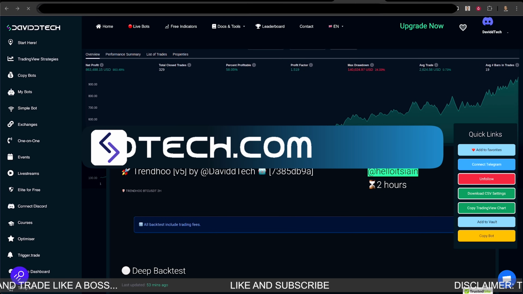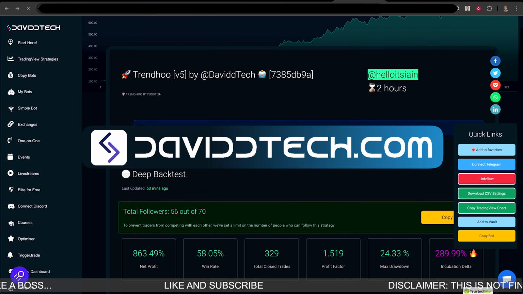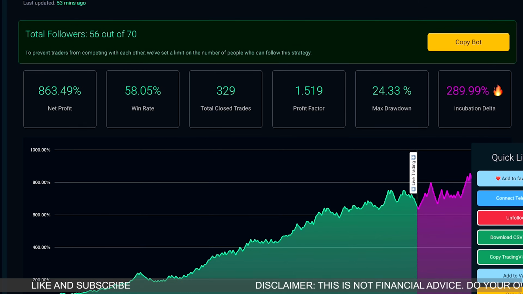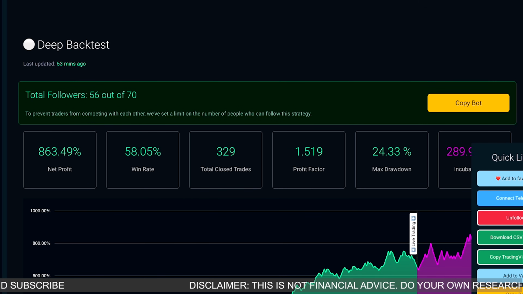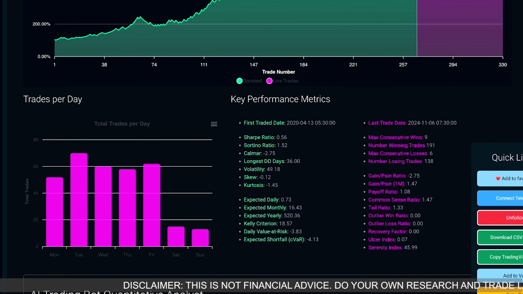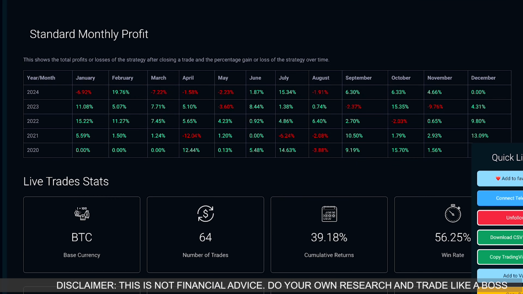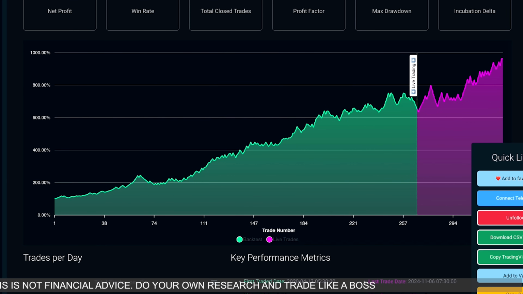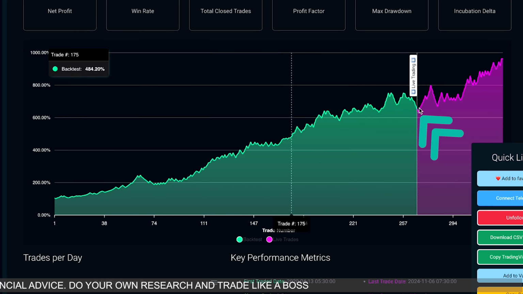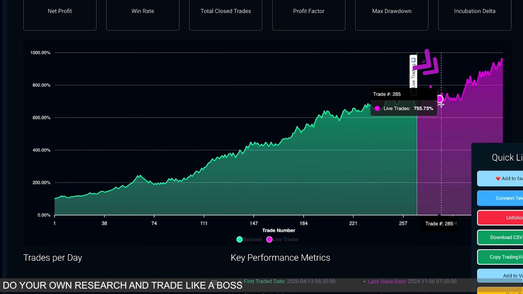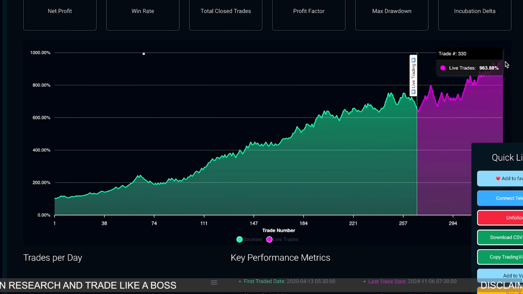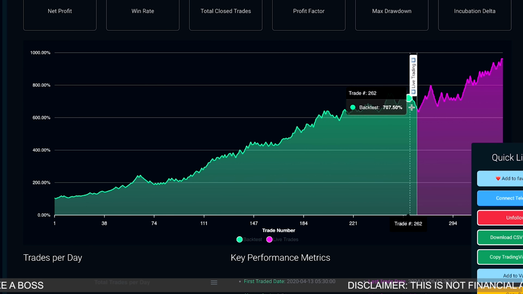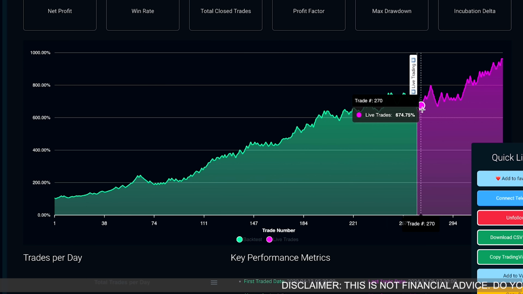Okay, so here we are on the David Tech website, where we have a trading journal of that strategy that I just showed you. As you can see, we can see all of the stats for the backtesting results. But not only that, we also have the actual live trades. If we look at our equity curve here, we can see that we backtested all the way up to here, and the live trades is where the chart starts going pink. So on live trading, it is performing extremely well as well. It's not just an overfitted backtest result.